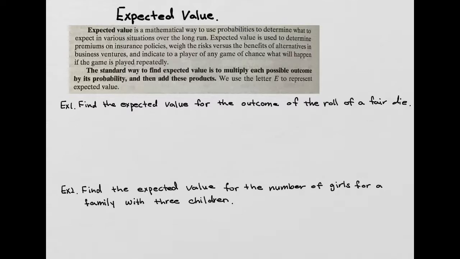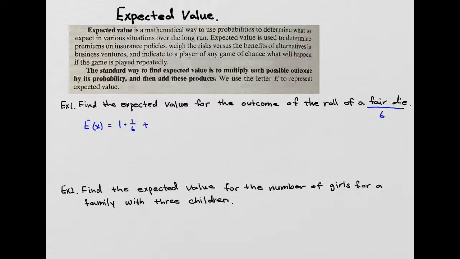So if we're looking at example 1, find the expected value for the outcome of the roll of a fair dice. When you say fair dice, you have 6 sides, right? This one has 6 sides. So when we want to find the expected value of a fair dice, when we roll our dice, we can get 1. And what will be the probability of getting 1? That will be 1 over 6, right?